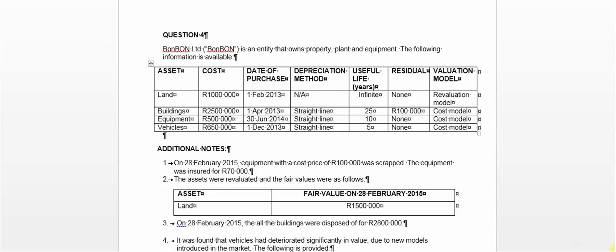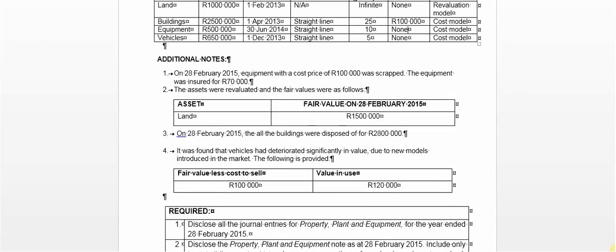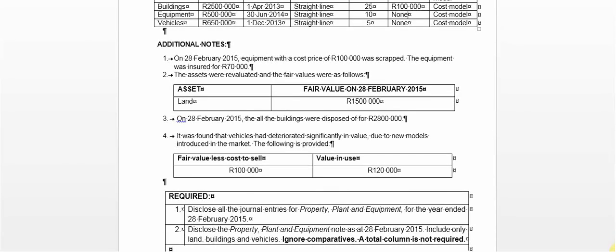In the additional notes, note number 1, it says that on 28 February 2050, equipment with a cost price of 100,000 rand was scrapped. The equipment was insured for only 70,000. So here we have a scrapping of a bit of the equipment. You will see the total for equipment is 500,000. So we do not scrap all of the equipment, only a portion of it.